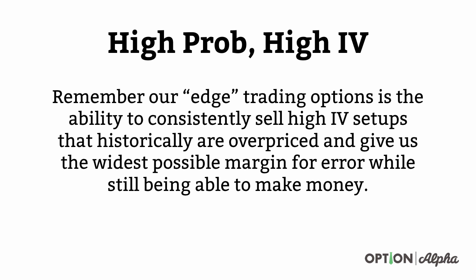All right, so the third thing that we want to talk about is high probability, high IV trades. Now remember, our edge in options trading is the ability to consistently sell high implied volatility setups that historically are overpriced. This gives us the widest possible margin for error while still being able to make money. We've talked about this numerous times in the past, but this is the key to everything: being able to sell super high implied volatility stocks that have overpriced options that are far out, that give us a high chance of success, okay?